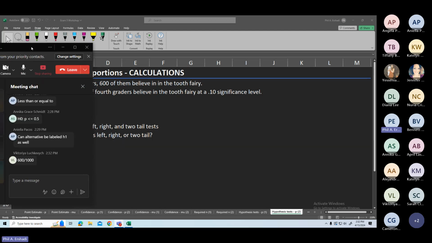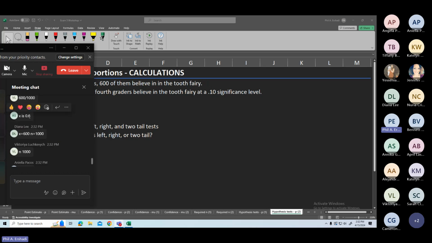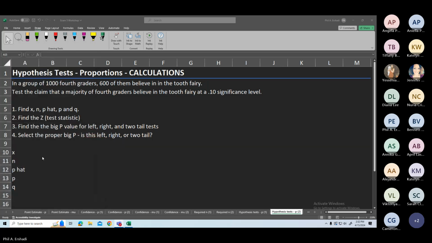Any ideas? 600. Oh, we have a little bit of difference here. X is 600, N is 1000. Somebody skipped ahead a little bit and said 0.6, but you're a little early. The X was 600, the N is 1000, and the person who said 0.6, I think I know what you were trying to do because that's actually P hat. So P hat's actually X divided by N. That's where the 0.6 goes.